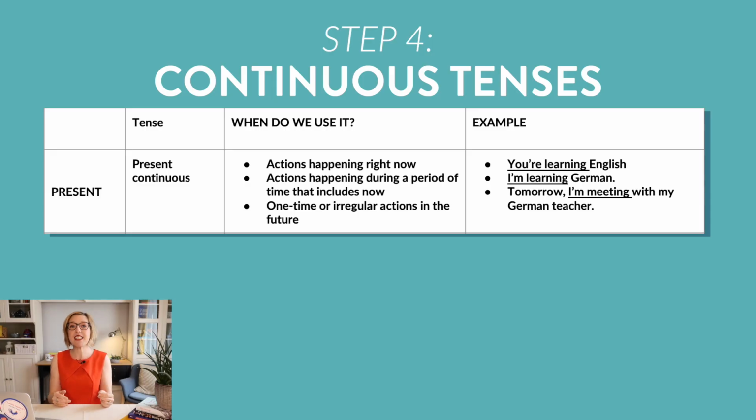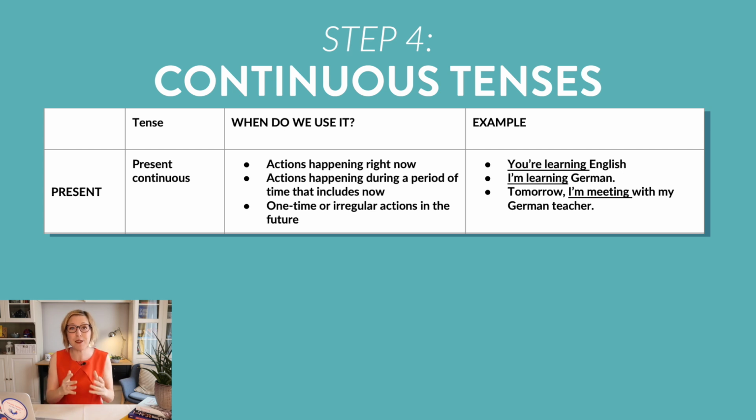Present continuous. This is for actions happening like right now, like you're learning English. It's what you're doing at this very moment. We also use it for actions happening during a period of time that includes the present moment. So for example, I'm learning German. Now, not right now in this moment because I'm teaching you English, but at the current period, I'm learning German.